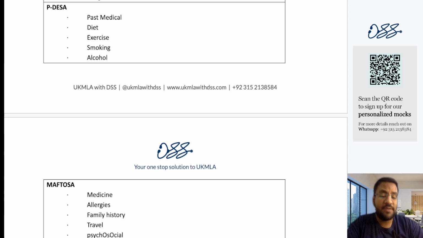Okay, so always make sure that you are able to filter that. Where should I be asking these questions? For example, if somebody's coming to you with a complaint of burning micturition and you're suspecting UTI, the diet and exercise will not be relevant. Even the smoking may not be relevant in that case. Alcohol to some extent, you can think about it, may be relevant if you talk about the long-term complications of alcohol.